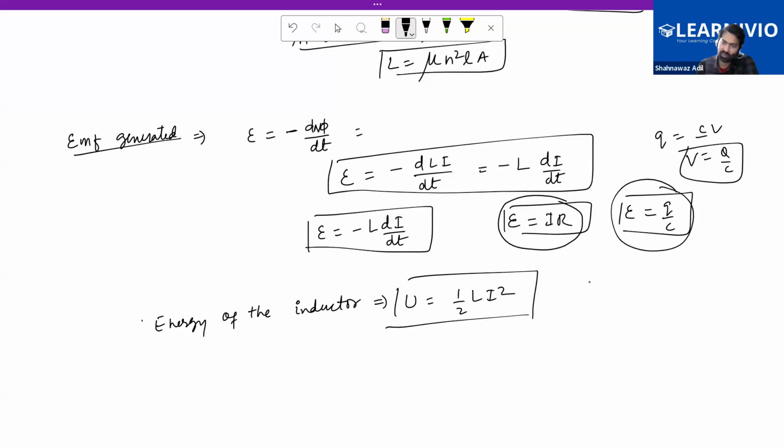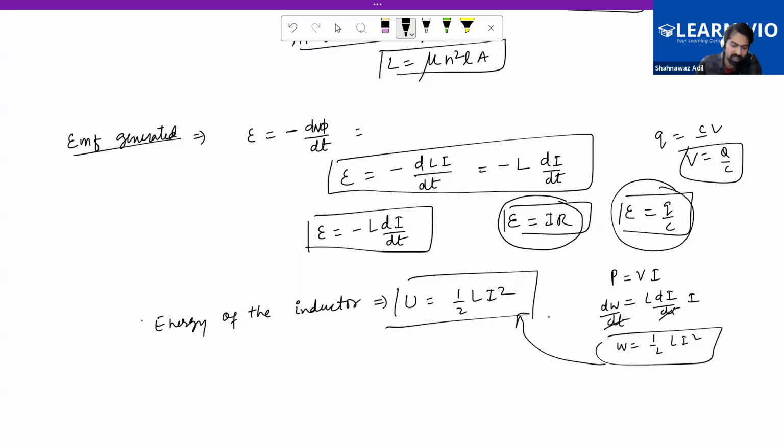Because we know that work done is simply... we can write, what is power? Power is VI. So this is L di by dt into I, and then you solve this thing, and this power is dW by dt. Dt will cancel. You solve this integration, and then you get half Li square. So this is how you get the energy of the inductor.